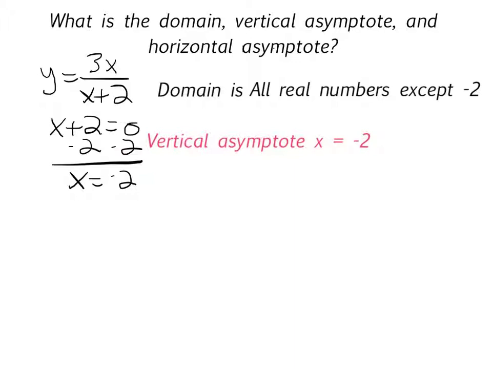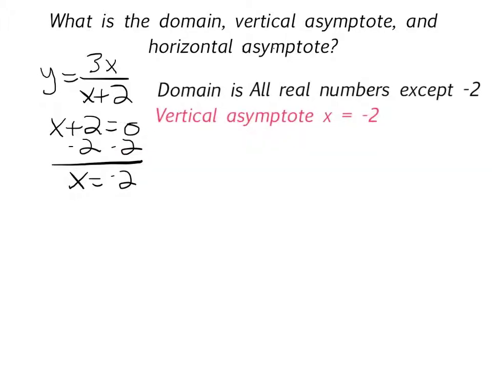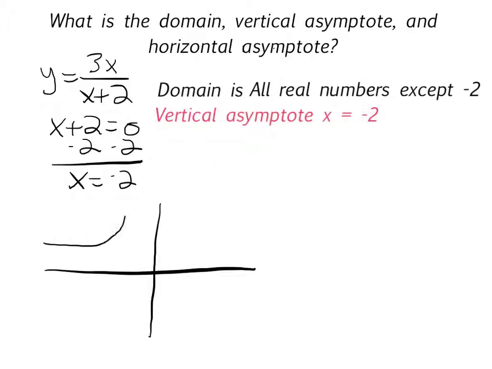Alright, now we want to worry about the horizontal asymptote. And this horizontal asymptote has been a little bit different than what we've had in the past. So we're going back to our original equation right here, y equals 3x over x plus 2. If we were to graph this one, the graph on it would look something like this. Okay, and we're looking at this.